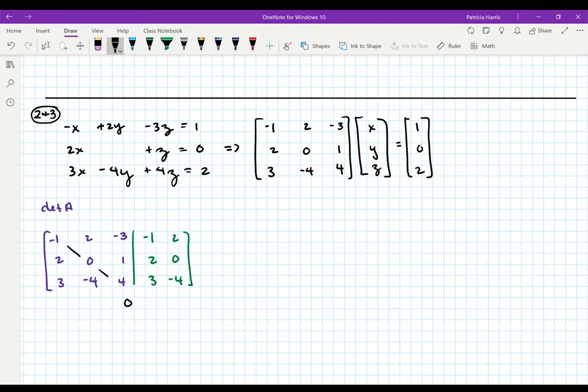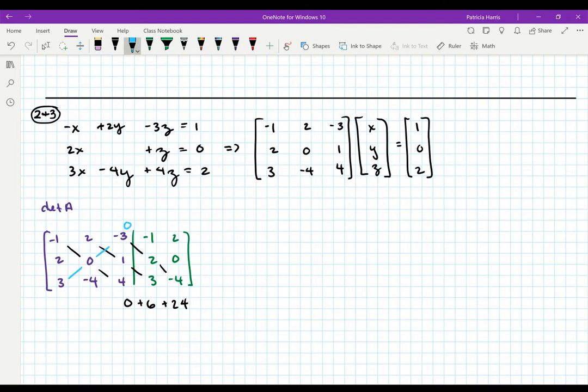-1 times 0 times 4 is 0. 2 times 1 times 3 is 6. -3 times 2 times -4 is going to be positive 24. Now we're going to do our up diagonals.